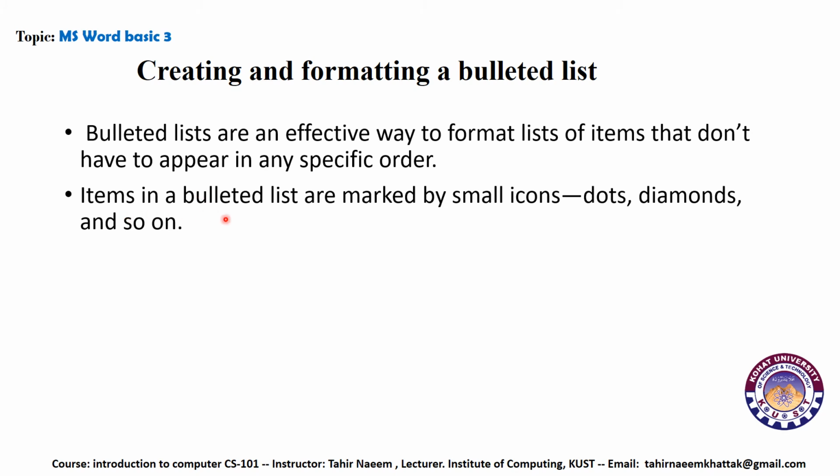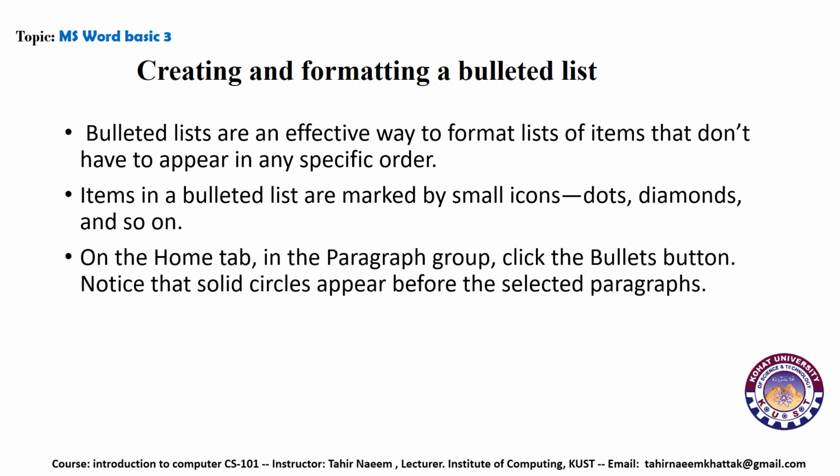Items in a bulleted list are marked by a small icon. So basically, these are small icons. It can be a dot, a diamond, or different shapes. And how will we enable it? On the Home tab, in the Paragraph group, click the Bullet button.